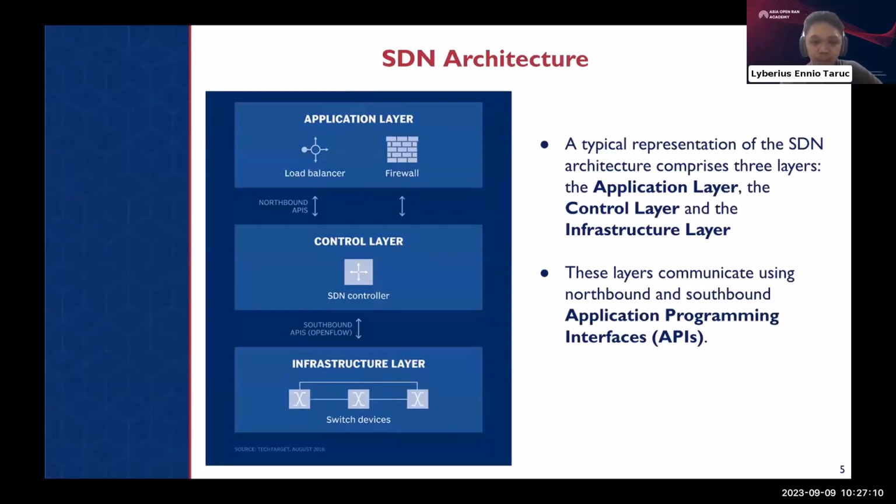Okay. Now, notice in this diagram that I was able to get, where does OpenFlow reside? It actually resides in the southbound layer between the controller and the forwarding switches. Okay. More of this later on in the succeeding slides.